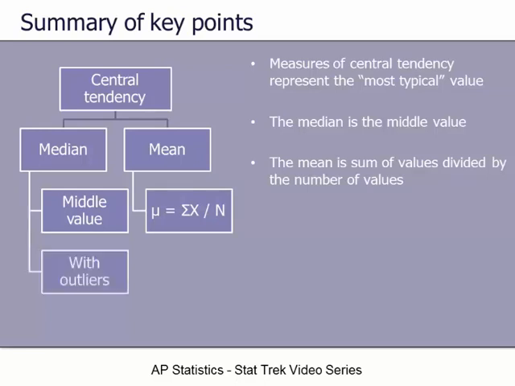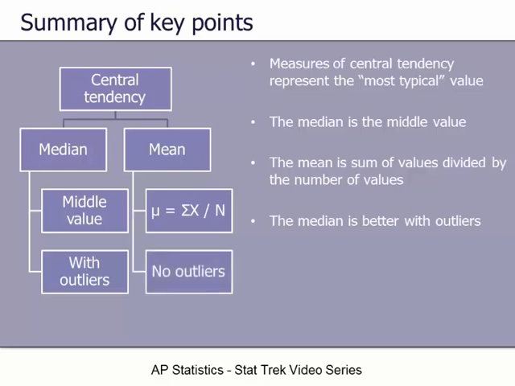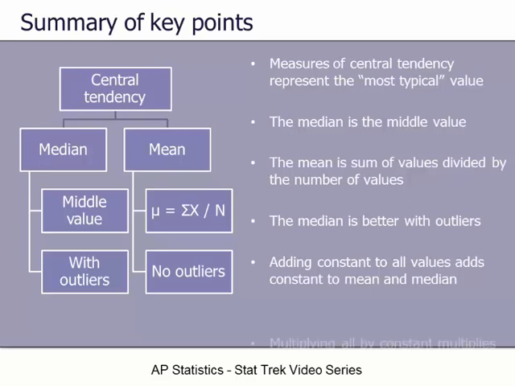The median is the better measure of central tendency when the data set is small and has one or more outliers. The mean is the better measure in large data sets that don't have outliers. Adding a constant to every value in the data set adds that constant to the mean and the median of the data set. And multiplying every value by a constant multiplies the mean and median of the data set by that constant.